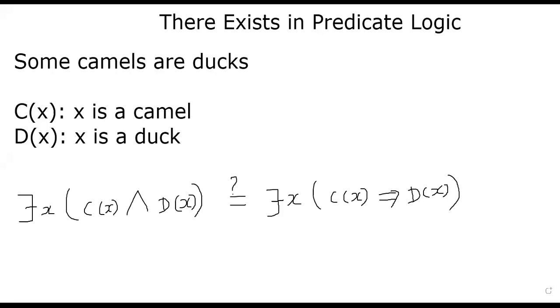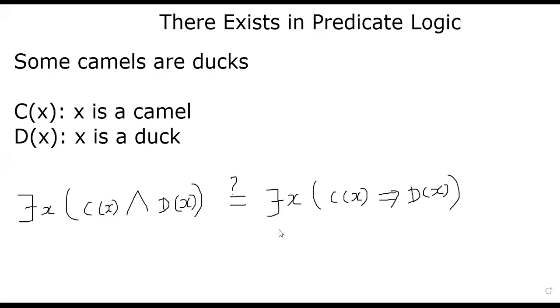Hello, welcome back. In this segment, I want to talk about an interesting issue when you use "there exists" in predicate logic. There exists is a simple idea, but if you model it incorrectly, you have a totally different meaning. Consider this example: some camels are ducks. This is clearly a false statement. As far as we know, no camel is a duck. But let's make the statement, some camels are ducks. How would you model it using predicate logic?